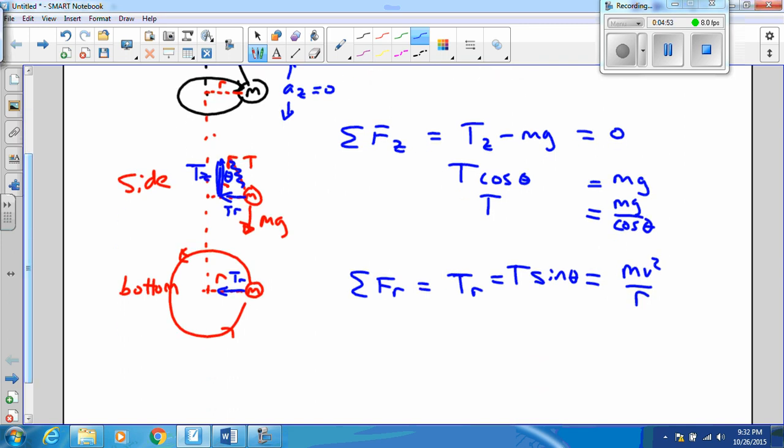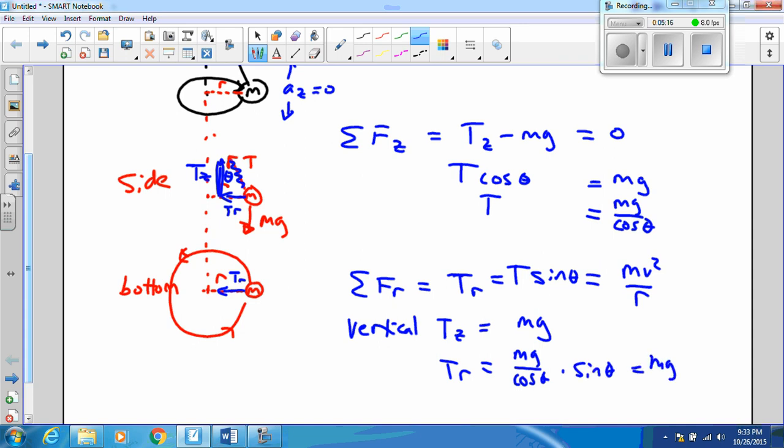And therefore, the vertical component TZ is going to be equal to mg, as it must. And the horizontal component, TR, is going to be equal to T sine theta, which is mg over cosine theta times sine theta. And if we simplify it, that's equal to mg tan theta.